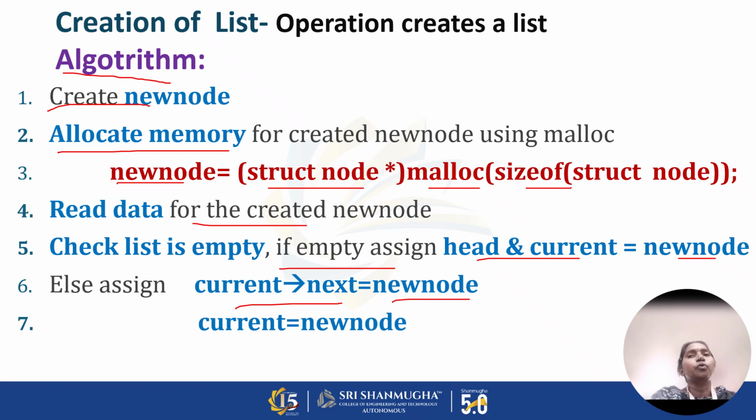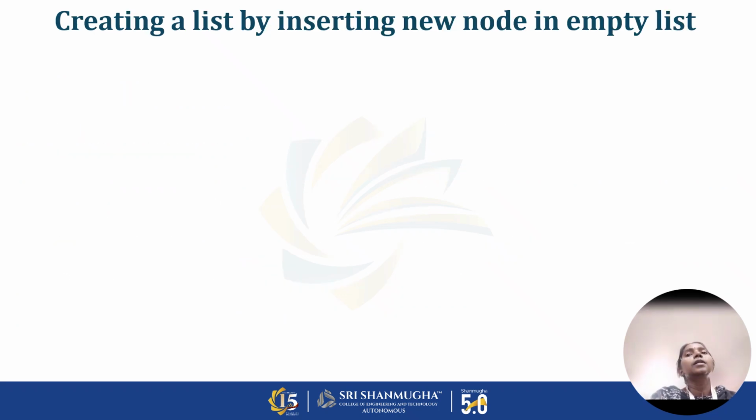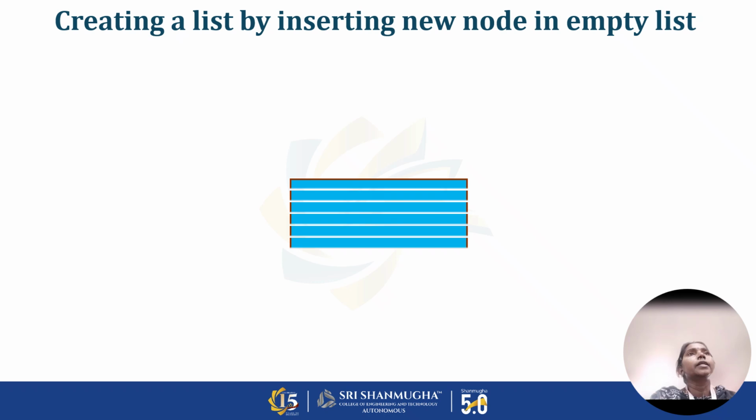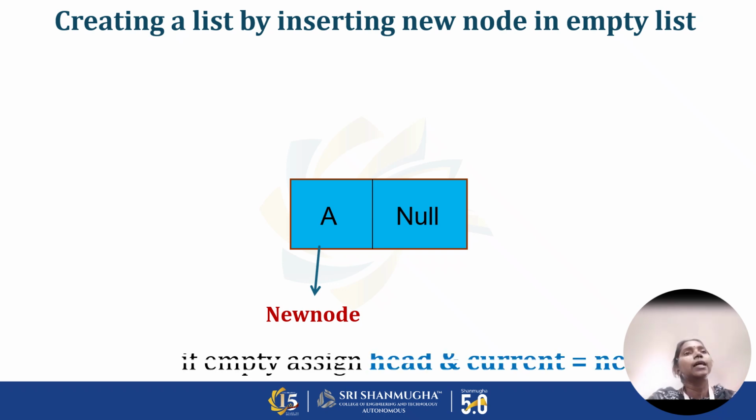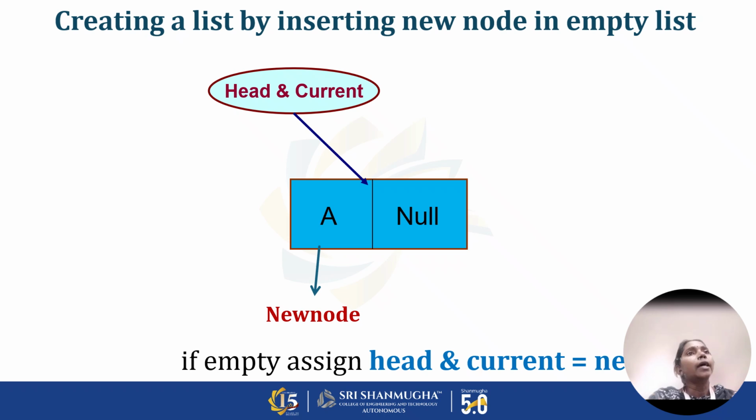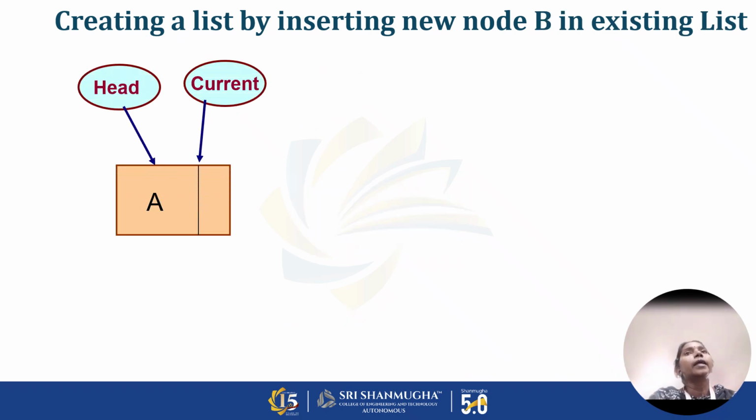Current is the new node. This is creating a list by inserting a new node. We have inserted one new node here, and that node is A. We don't have any next address, so it automatically represents null. If empty, head and current are the new node. So the head and current node is A.